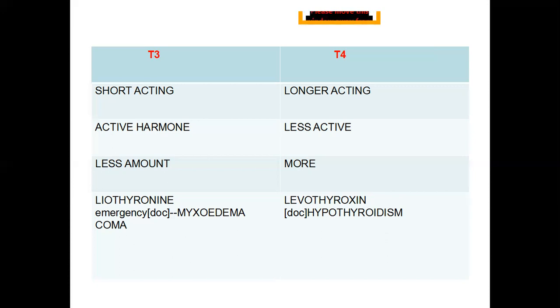Liothyronine, a T3 analog, is the drug of choice in emergency conditions like myxedema coma.